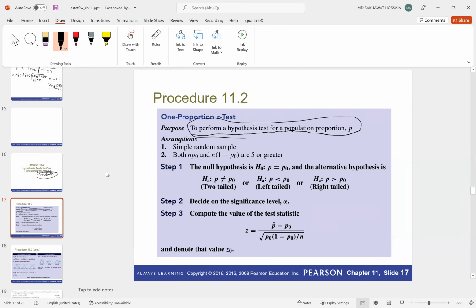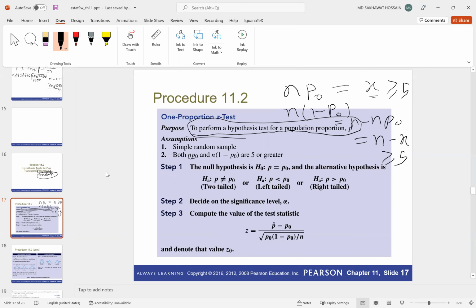So assumptions are the same: simple random sample, and both n times P0, the hypothesized value, which is actually x, where x means the number of successes under the null, and n times (1 minus P0), which is actually n minus n times P0, so n minus x, should be greater than or equal to 5. This one should also be greater than or equal to 5. So this is actually under the null hypothesis.